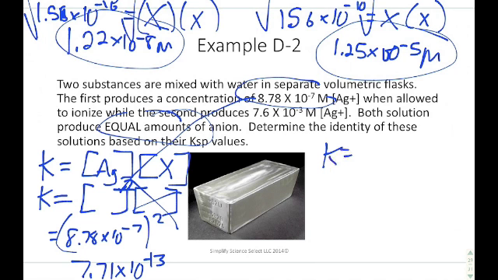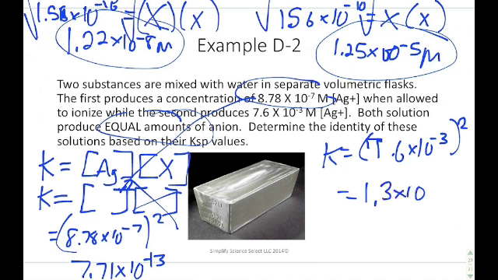I'm going to do the exact same procedure for the other one. K equals 7.6 times 10 to the negative 3rd, squared. So we have to square that value, 7.6 times 10 to the negative third, and when you square that value, you get approximately 1.3 times 10 to the minus sixth.